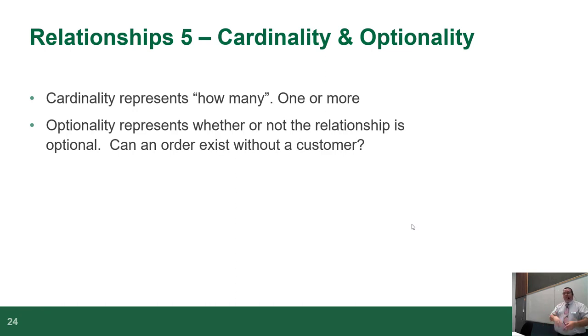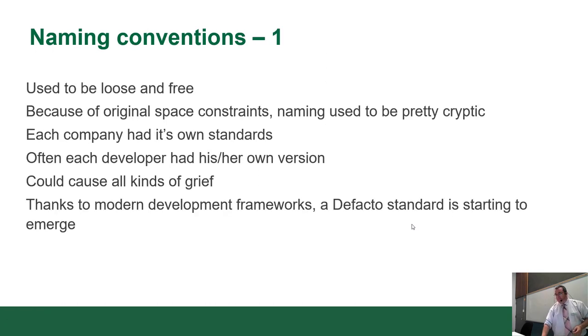You just registered yourself in the system, you're now a customer, but you haven't bought anything. Technically, you got an existential issue here. As in, are you a customer if you didn't buy anything? But you can register as a customer. You exist, you can exist without an order, but the orders cannot exist without you. That's the optionality. Is the data optional or not in the relationship? Okay.